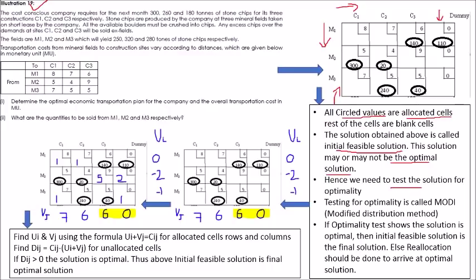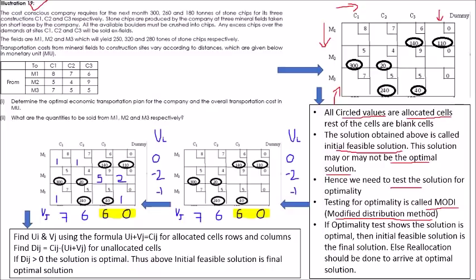So the test for optimality is done by the MODI method. So what is MODI? It is the modified distribution method, which means this method will detect whether the solution is optimal or not. If it is optimal, yes, our feasible solution is the optimal solution. If it is not optimal, then we need to do some reallocations to find the optimal solution.